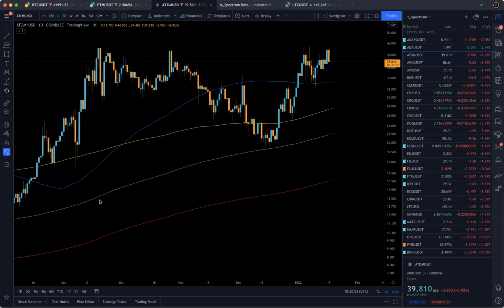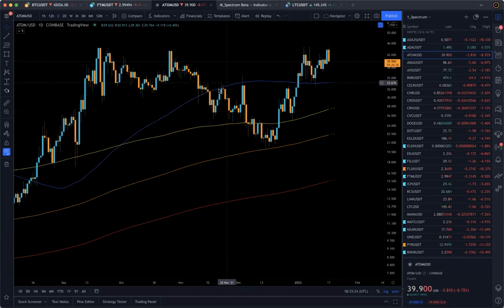Okay, so let's look at Atom on the one day. Atom broke out. It first landed on blue, then yellow, and then orange. From here it took off, was rejected by the blue, supported by the yellow, then took off again and retested the blue. This was a perfect move in my opinion.